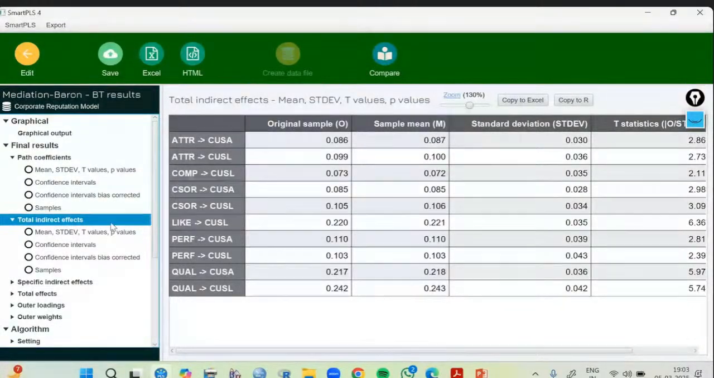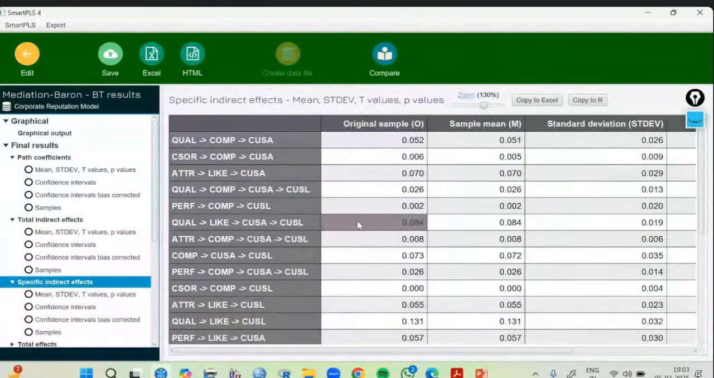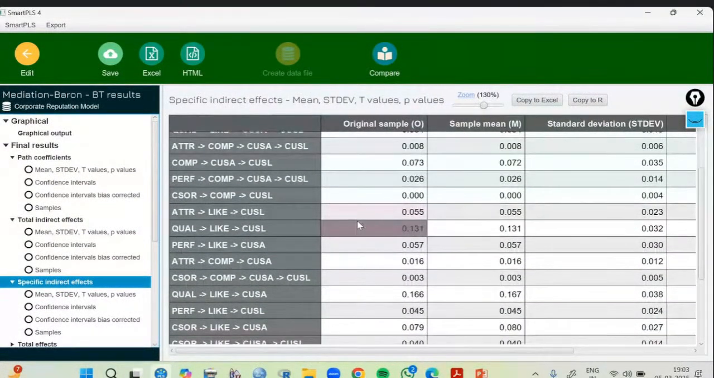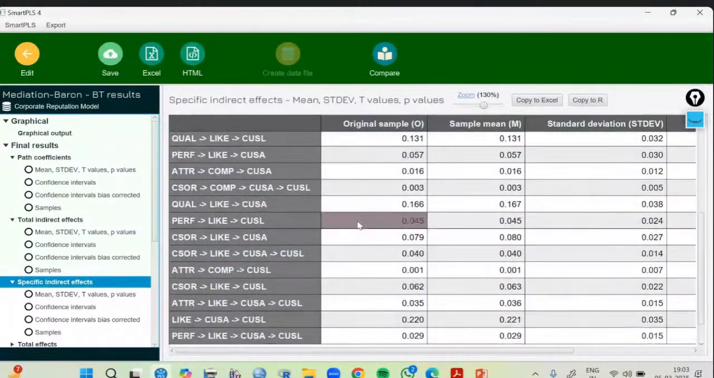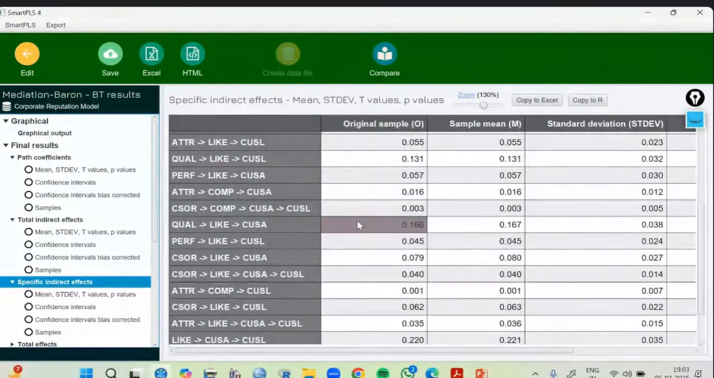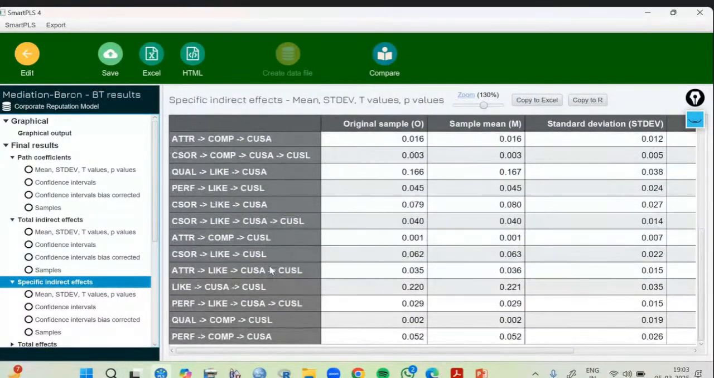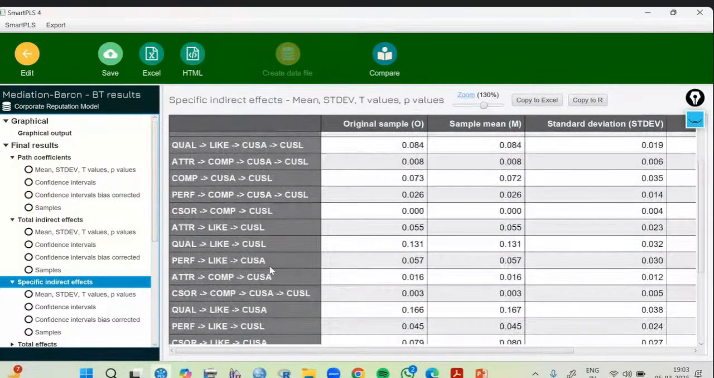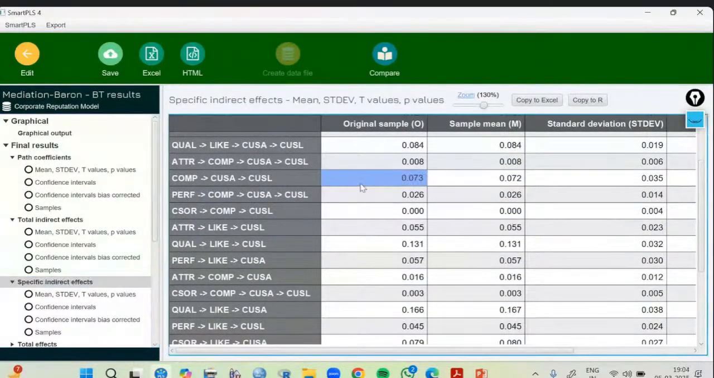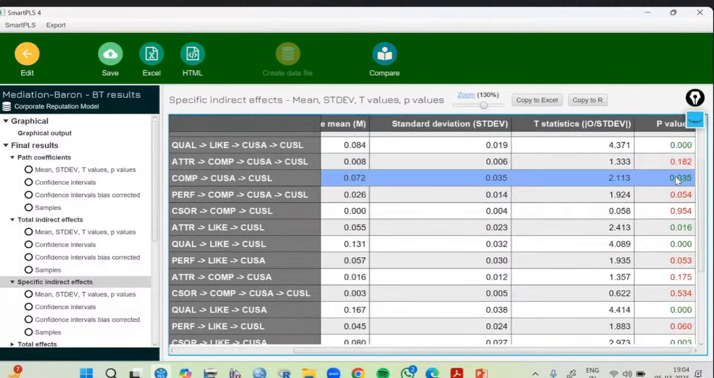Specific indirect effect, competence, customer loyalty, and the specific indirect effect is significant. Now we will check likability and customer loyalty.